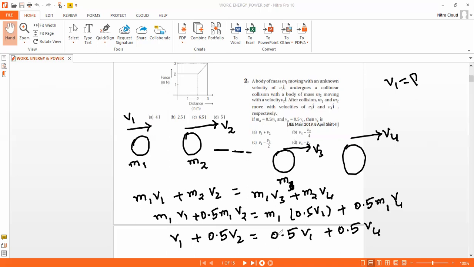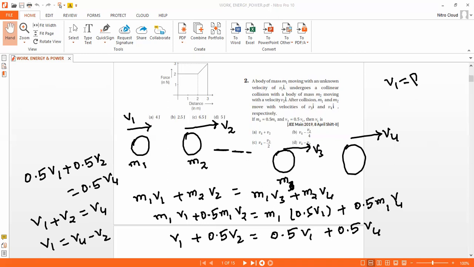So 0.5 V1 plus 0.5 V2 equal to 0.5 V4. So V1 plus V2 equal to V4. That implies V1 is equal to V4 minus V2. That is option D. Right?